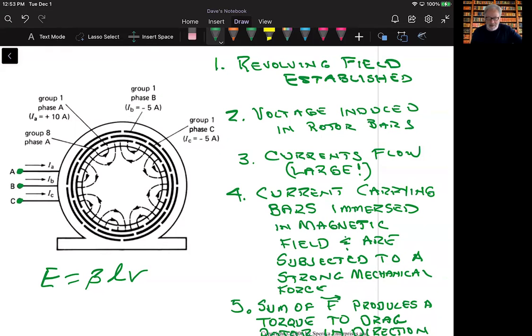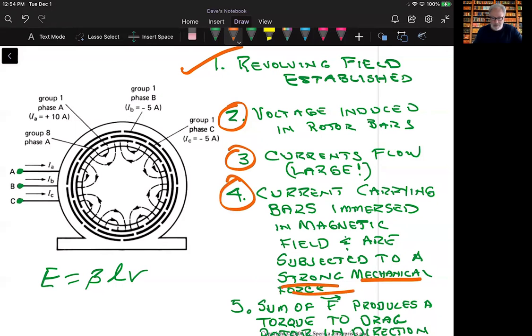The text summarizes this, and this is what I want you to take away. Number one, the starting characteristics begin with establishing a rotating magnetic field. That rotating magnetic field induces a voltage in each of the rotor bars. This induced voltage causes large currents to flow in the rotor bars through the end rings they're connected to. The current-carrying bars create their own magnetic field, and they are immersed in the stator magnetic field, so they're subjected to strong mechanical forces that we named Lorentz forces earlier.